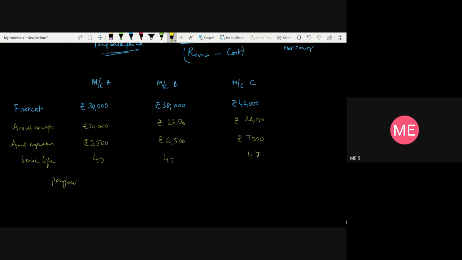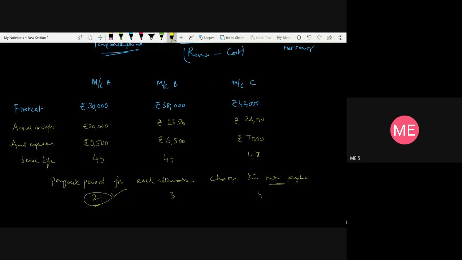Here we need to find out the payback period for each alternative, and then choose the minimum payback period, because payback is a time period. Say, for example, this is 2 years, and then 3 years, and then 4 years. So at the end of the second year only, machine A starts giving the profits. So we'll choose this.